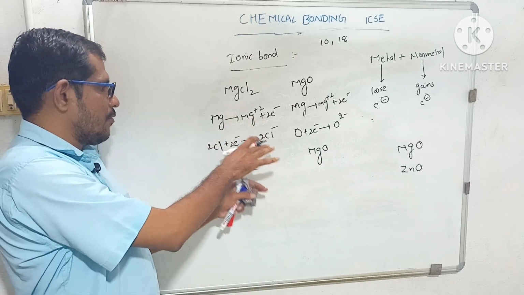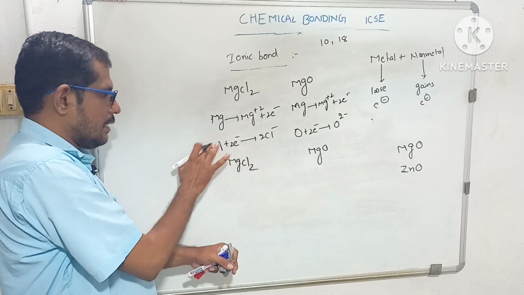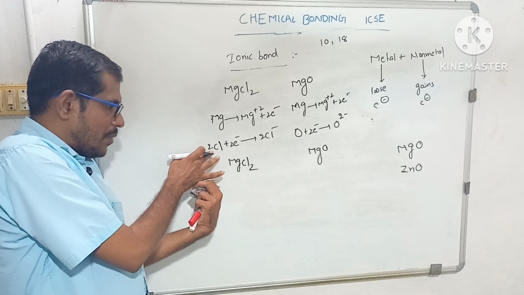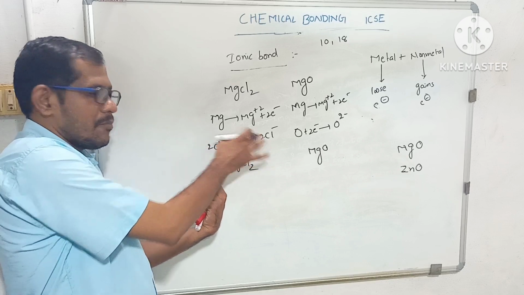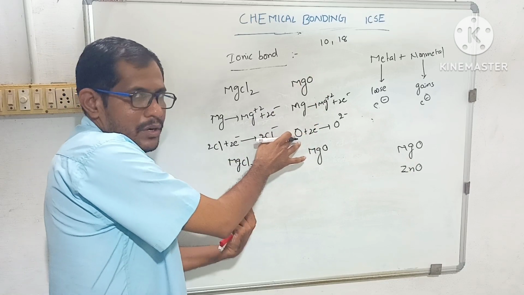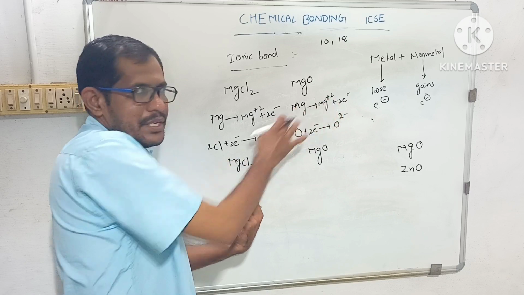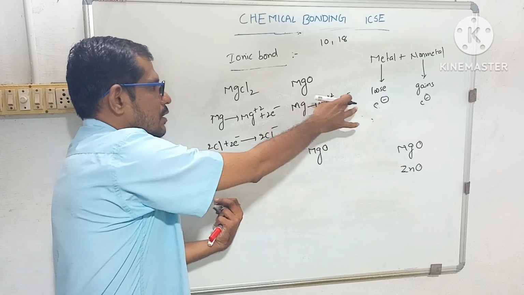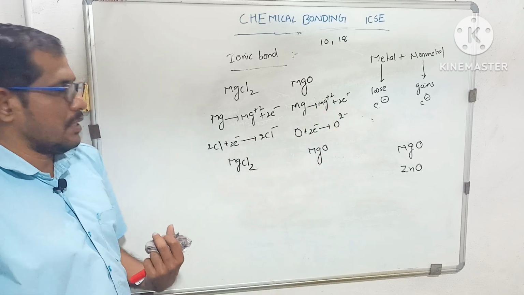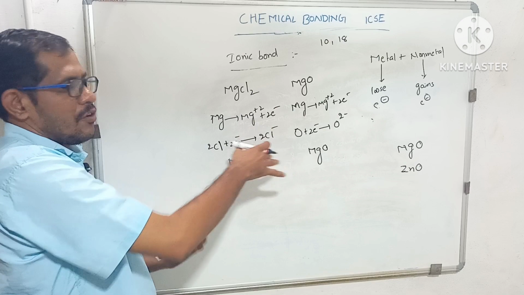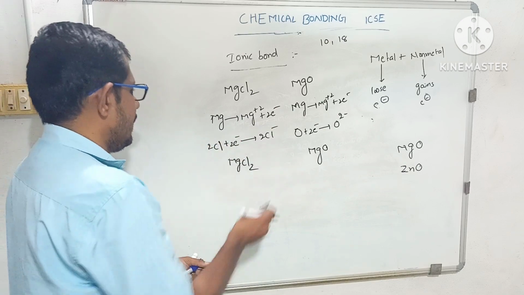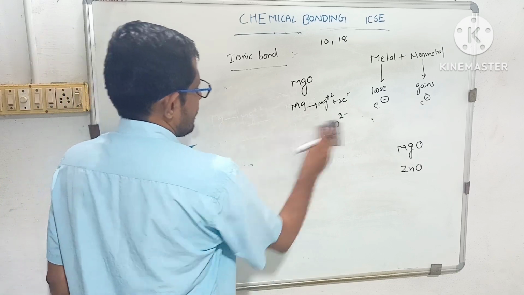So write carefully while writing the equations. Here 2 chlorine atoms are there, that's why we mentioned 2Cl, gaining 2 electrons and becoming 2Cl minus. Here only one oxygen, by taking the 2 electrons released by magnesium, it is getting O 2 minus, right? Now the electrostatic force developed between the positive and negative charge, and it is magnesium chloride, and another one is magnesium oxide.